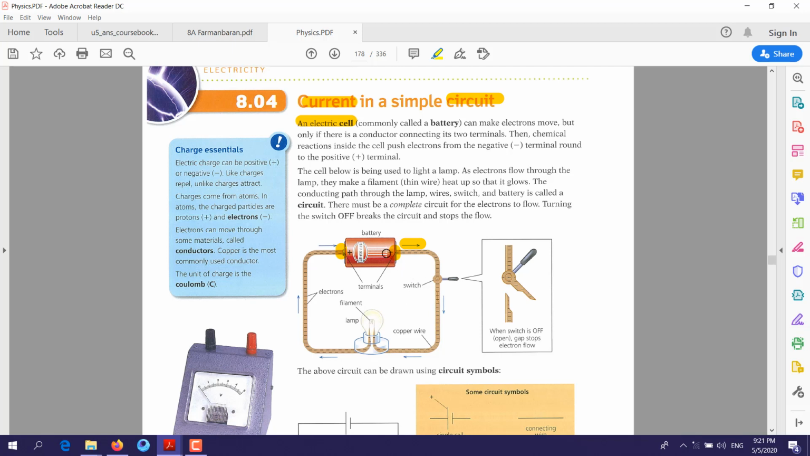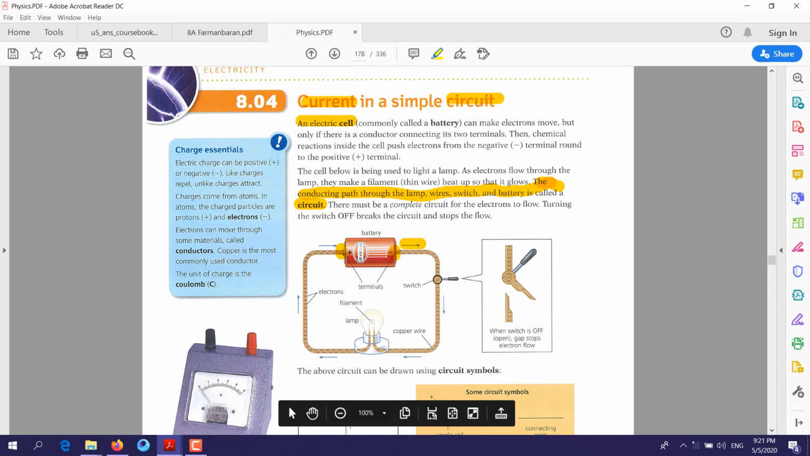Now, the path of battery, wire, switch, lamp, all of it, we call a circuit. Okay? Definition of circuit: you will say the conducting path through the lamp, wires, switch, and battery is called a circuit. Now, the electrons are flowing in this electric circuit.